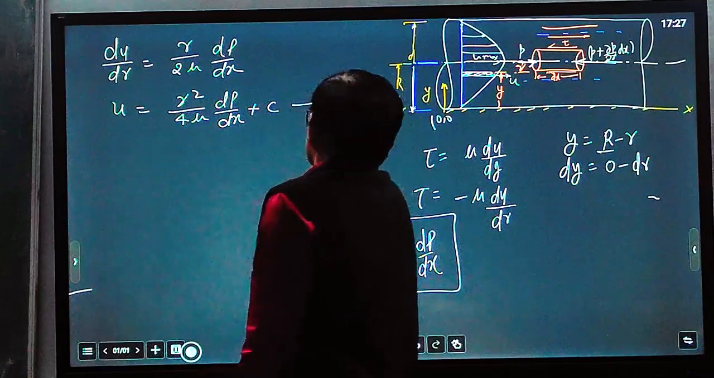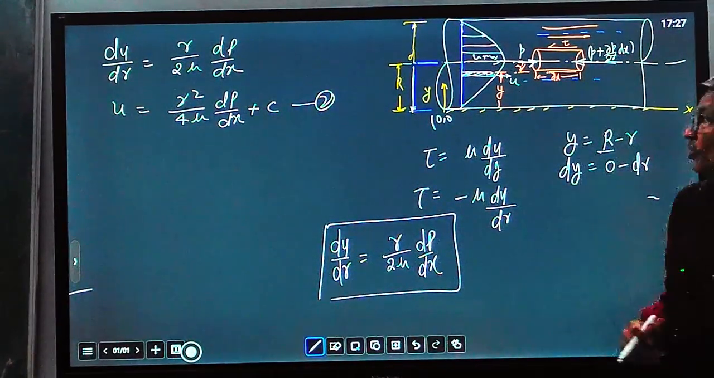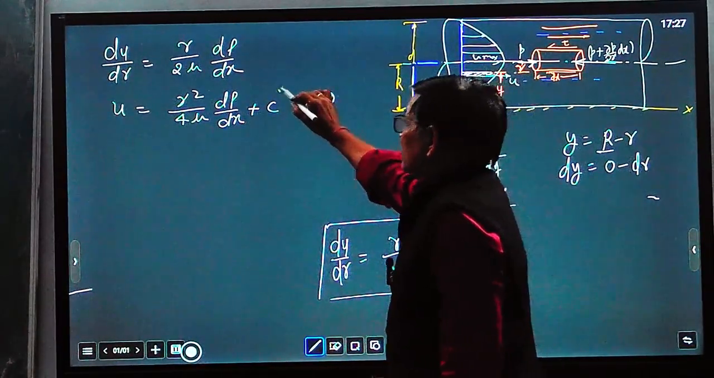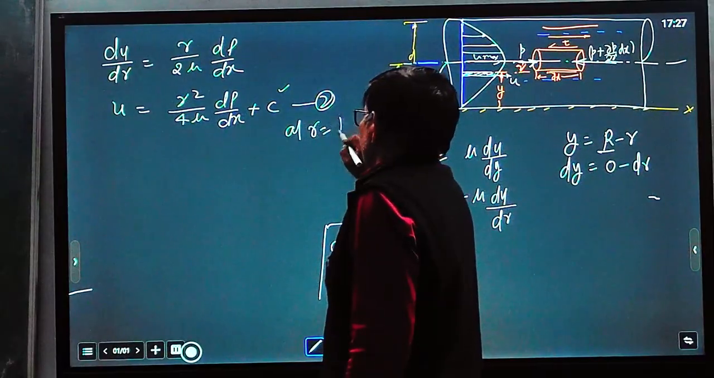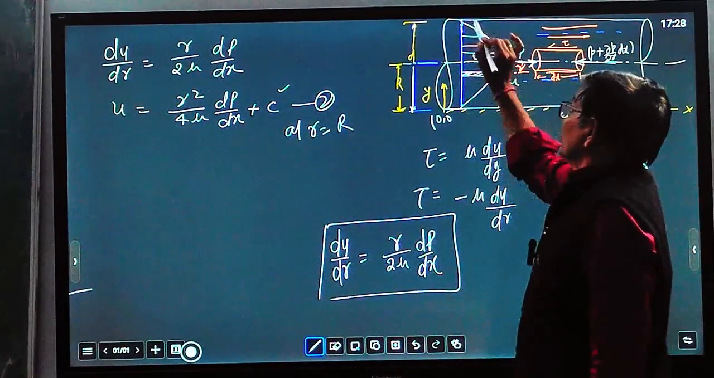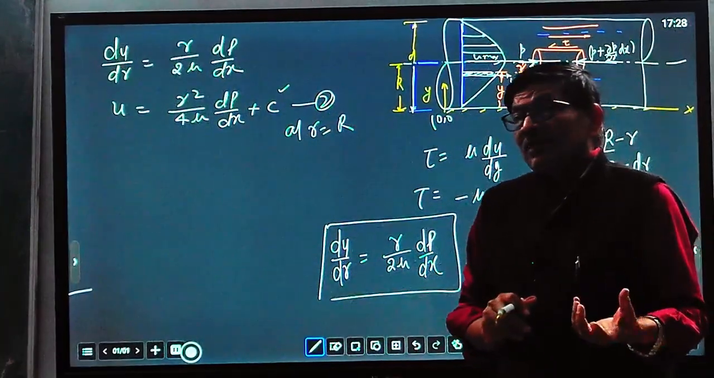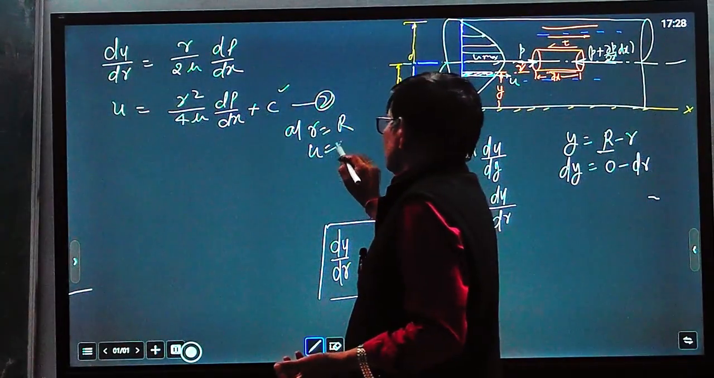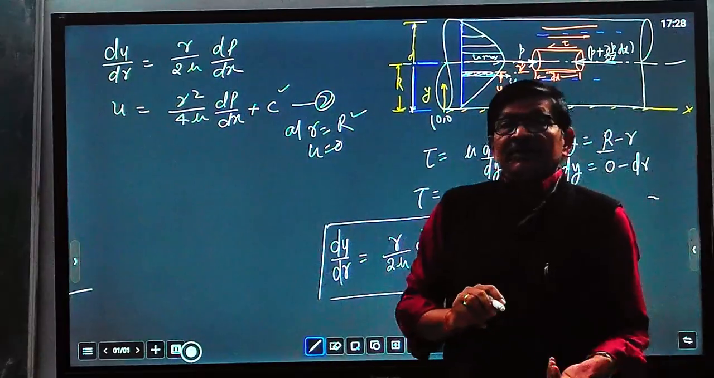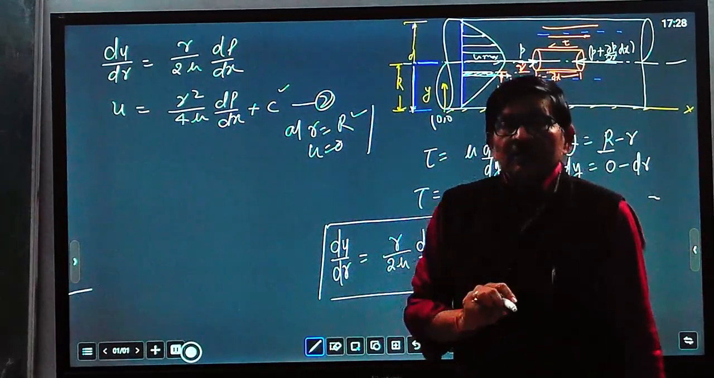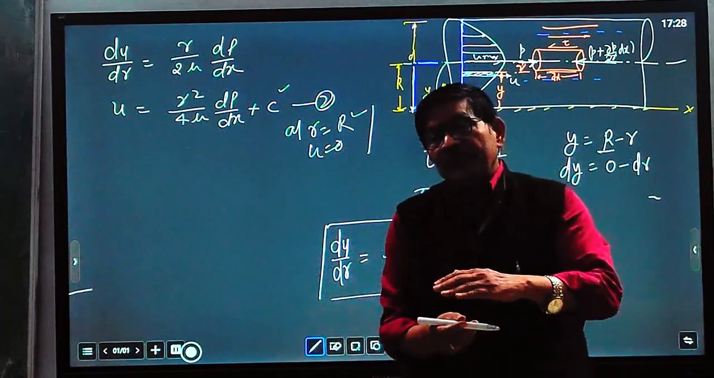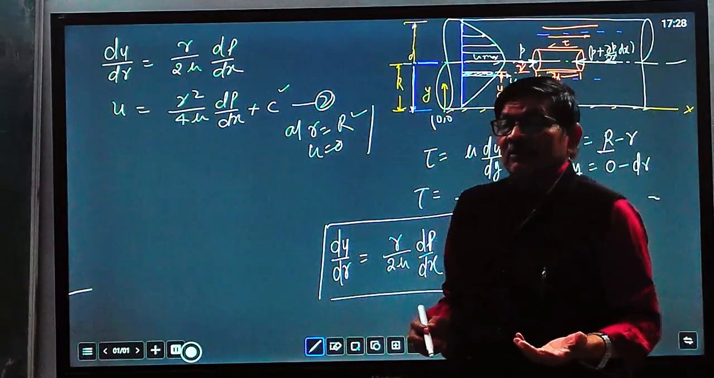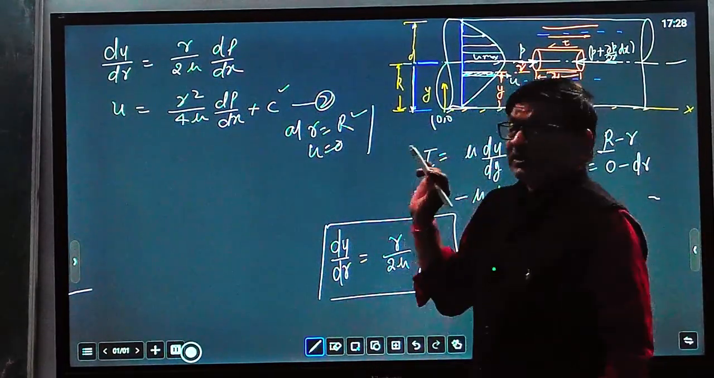This is equation number 2. Now applying the boundary condition, because we have to find this constant. What is the boundary condition for getting c? At r equal to capital R, because this is a wall, the no-slip condition will apply here. So u becomes 0 at r equal to capital R. When the fluid comes in contact with the wall, the velocity becomes 0. Whatever the maximum velocity may be, at the wall surface the velocity will be equal to 0.